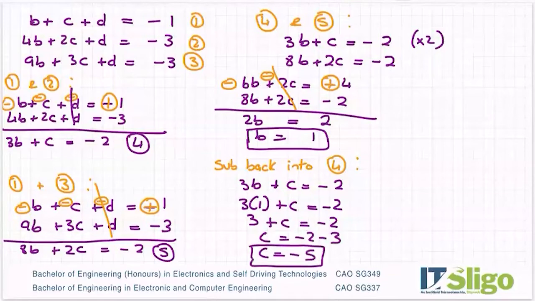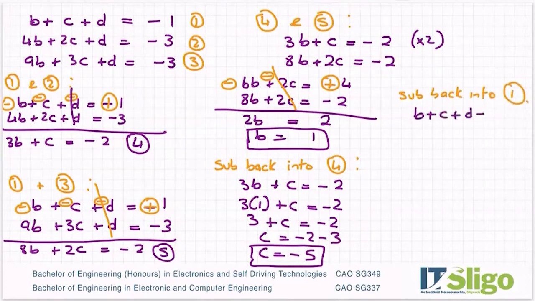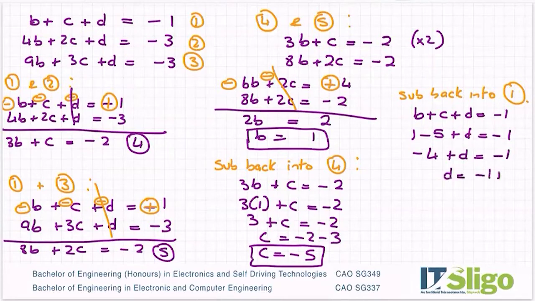Okay, I now know B and C. So I go back to either 1, 2 or 3. They're the only ones with D in it to find D. Okay, and the first one is the easiest. So let's sub back into 1, which is B plus C plus D is equal to minus 1. So B is 1, C is minus 5, plus D is equal to minus 1. So minus 4 plus D is equal to minus 1. D is equal to minus 1 plus 4. D is equal to 3.